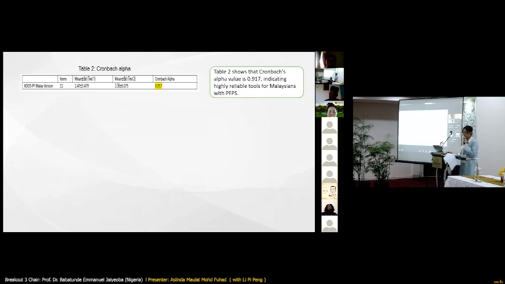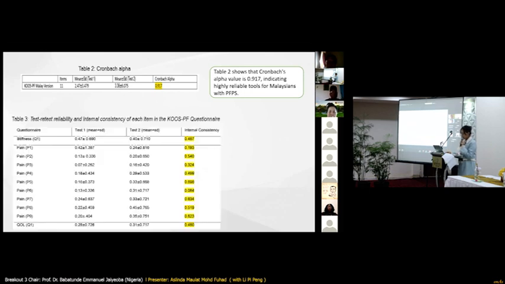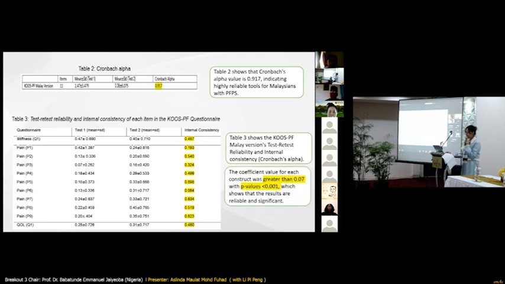Okay, Table 2 shows that the Cronbach's alpha value is 0.917, indicating a highly reliable tool for the formulations with PFPS. For Table 3, as you can see, this shows the AQoL Malay version's test-retest reliability and internal consistency. The coefficient value for each construct was greater than 0.7, with a p-value less than 0.001, which shows that the results are reliable and significant.